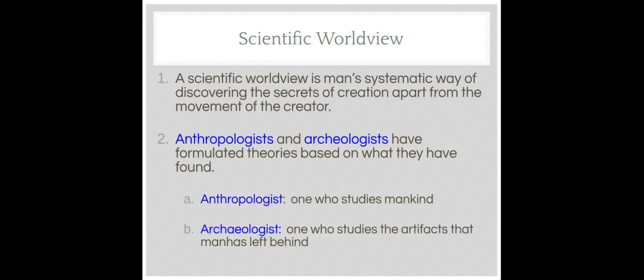Now, in the scientific worldview, there are two types of scientists who deal primarily with prehistory. The first are called anthropologists, the second are archaeologists. Both of these scientists formulate their opinions based on evidence left behind by man. An anthropologist studies mankind itself. He's going to look at the bones. He's going to be able to look at a group of fossils and figure out how many people are in this group of fossils. Do we have a male or a female? Do we have a child or an adult? You can tell all of these things just by looking at the bones, and that's what an anthropologist will do.